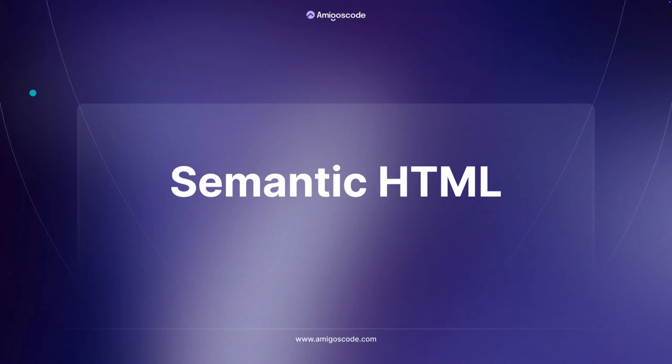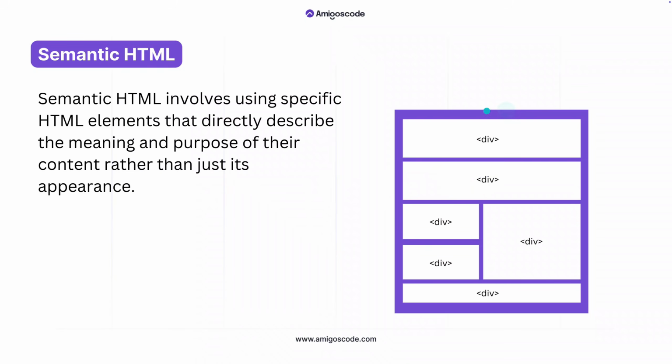In this section, let's talk about semantic HTML, which involves using specific HTML elements that directly describe the meaning and purpose of their content rather than just its appearance.